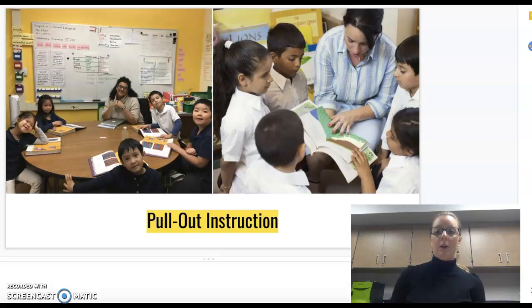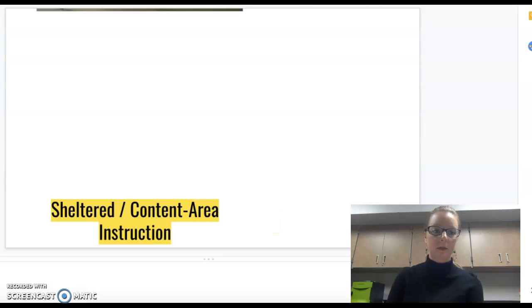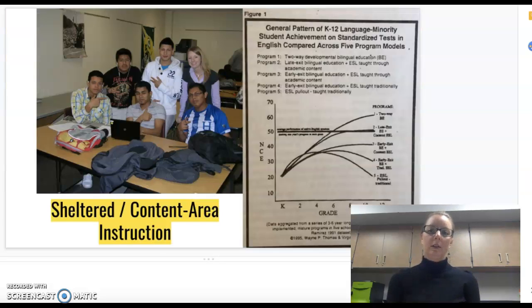Okay. Well, pullout instruction is more common at the elementary level. Co-teaching and content area instruction are more common at the secondary level. So what does this look like? This is called sheltered or content area instruction. It is a content-based class with ELLs in it. It's all ELLs, and it's a content area class. So that's what Rennie in 1993 found.